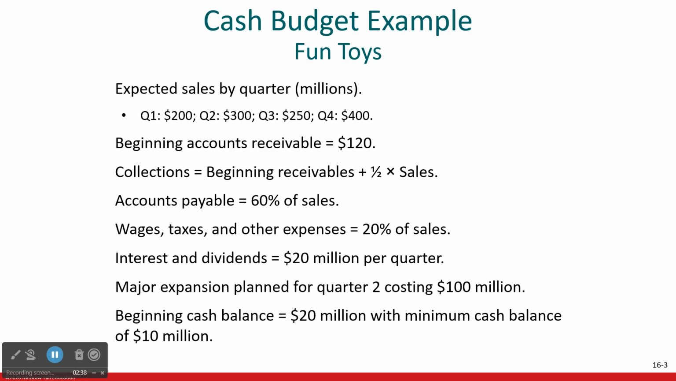We also see here that there's interest and dividends, basically the cost of financing, of $20 million per quarter. And we see that in quarter 2, we want to have an expansion of $100 million. We also see that the beginning cash balance is $20 million, but we always want to keep at least $10 million in our cash account, which means that if we fall below that, we need to borrow.